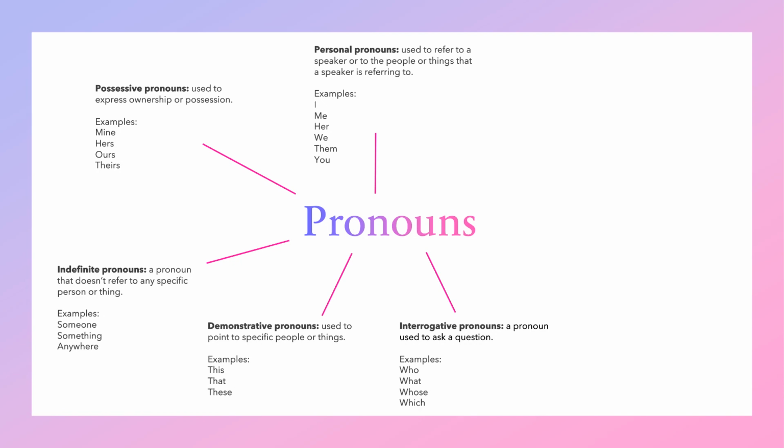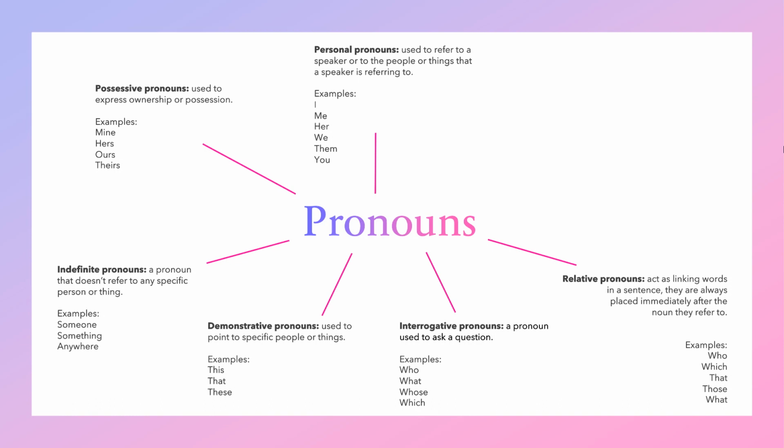The next one, interrogative pronouns. These are pronouns that are used to ask a question. So if you were to say who or what, whose, which, things like that. Like whose book is this? In that sense, who would be the interrogative pronoun. And if I was to say whose book is this, and then someone will reply with it's mine, then the mine would be a possessive pronoun.